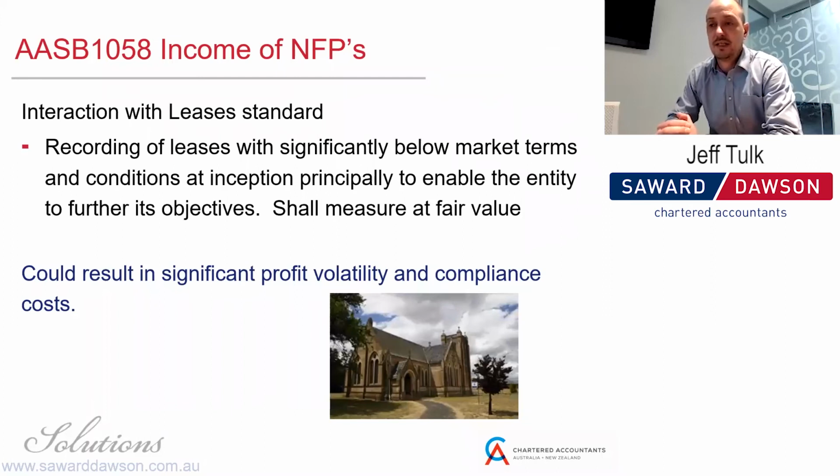So the recording of a lease which is significantly below market terms or conditions, commonly referred to as peppercorn leases, at inception is principally to enable an entity to achieve its performance objectives. So if you're an entity, a charity, for example, that receives the right to occupy property and you use it to fulfill your objectives as a charity for, let's say, $1, you are now required under AASB 1058, when that becomes effective, to measure that right-of-use asset at fair value. This could result in significant profit volatility and compliance costs for not-for-profits where they have these peppercorn or significantly below market value leases.